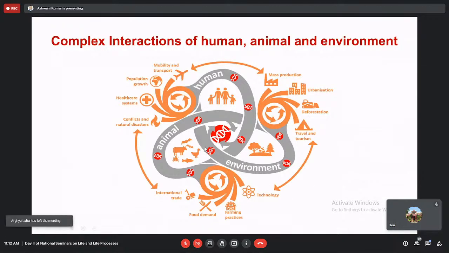And of course, as the demand for food increases, the food production, as far as animals are concerned, use of technology, farming practice, and the food demand increases.